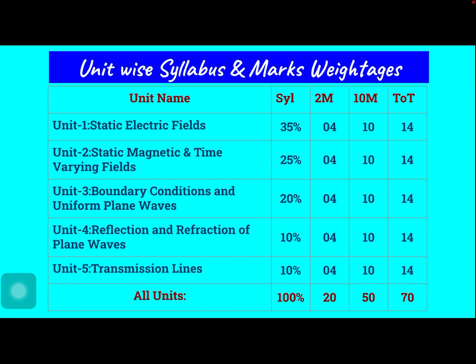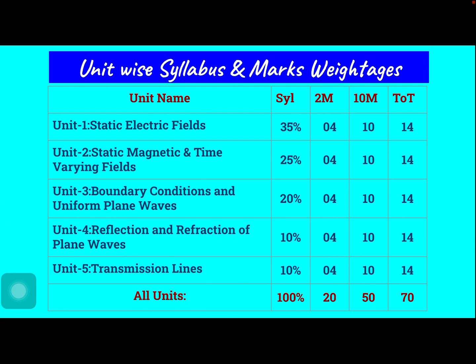Now coming to the unit-wise syllabus along with the marks weightages. We know very well the final examination pattern. In this pattern, we will have 2 marks questions and 10 marks questions. In the 2 marks questions, there will be no choice. From each unit, there will be 2 questions, and you have to answer both. For the 10 marks questions, you will have an either-or type choice. They will give 2 questions and you have to answer any one of them.